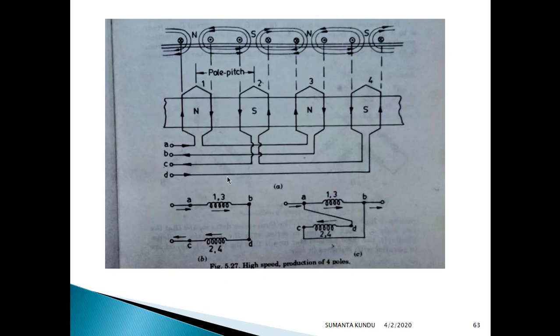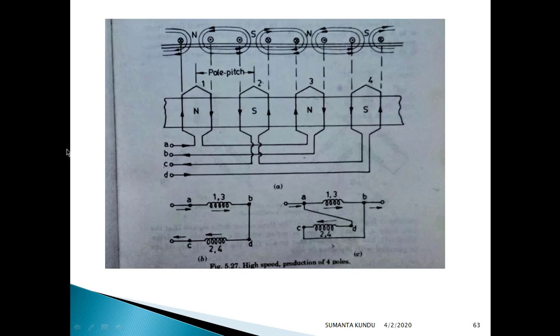Now this same stator winding can be arranged in the ratio of 3:2 or 1.5:2. So a 4-speed induction motor can be obtained. But here in our discussion, we only discuss the 2:1 ratio.